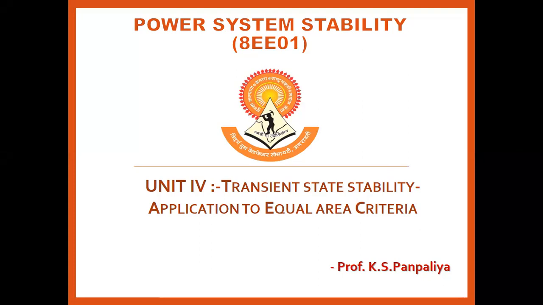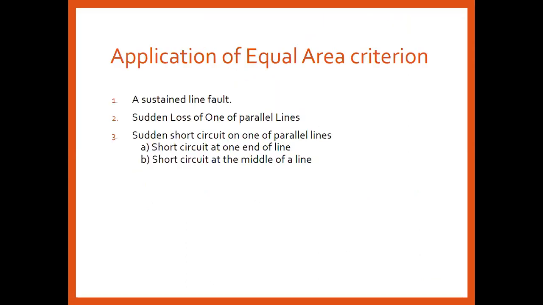Now we have to discuss the different cases or the different applications of the equal area criteria under the different conditions of power systems. So in that case, the number one application of the equal area criteria is a sustained line fault. Second is the sudden loss of one of the parallel lines. Third, sudden short circuit on one of the parallel lines. In that case, first we have to discuss the short circuit at one end of the line and second at the middle of the line. So we will discuss all these applications one by one.